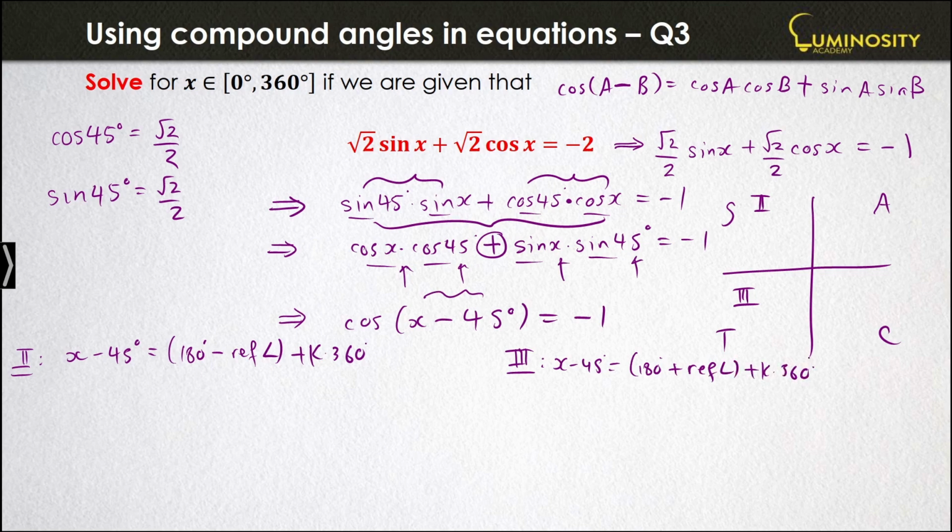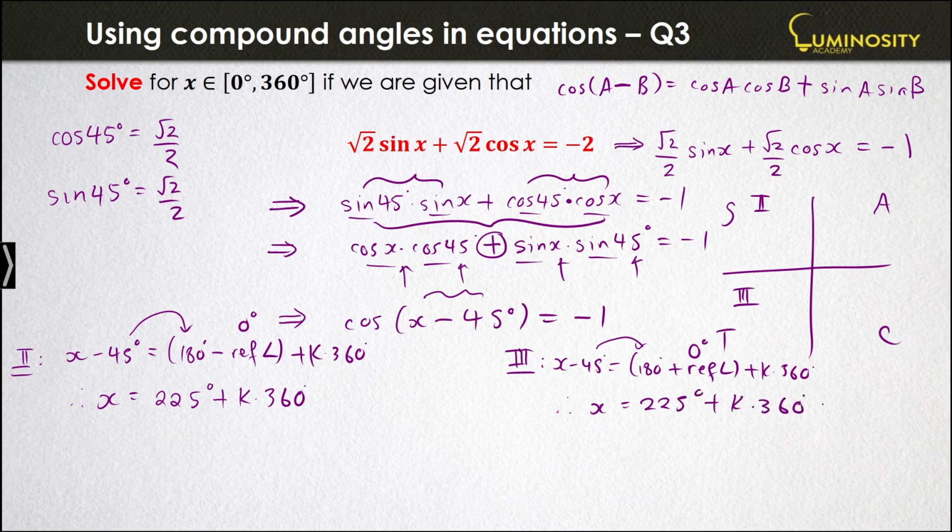So what's my reference angle? It's going to be cos inverse of positive 1, and we saw that cos inverse of 1 is 0 degrees. So my reference angle is 0 degrees, which gives 0 degrees in both cases. Now if I solve for x by adding 45 to both sides, I get 225 degrees plus k times 360. Adding 45 degrees on the other side, we end up with the same equation again, where k is an integer.